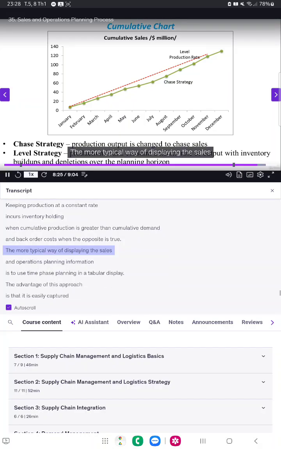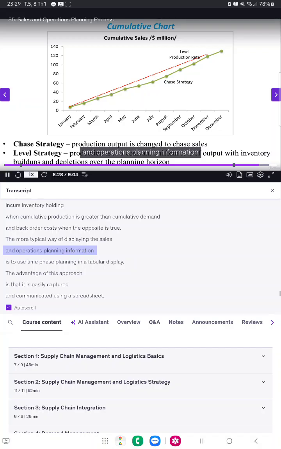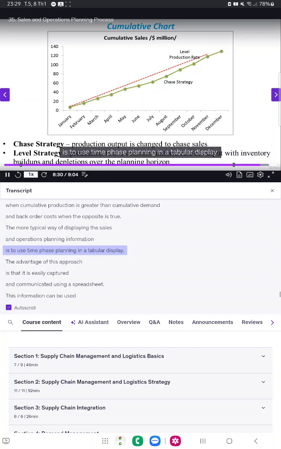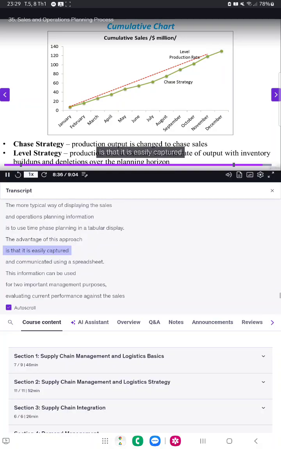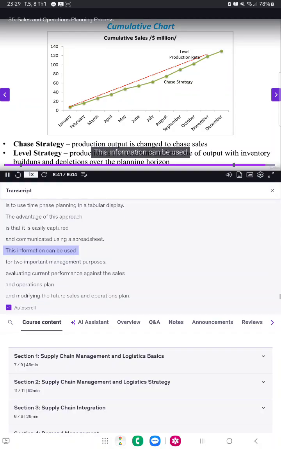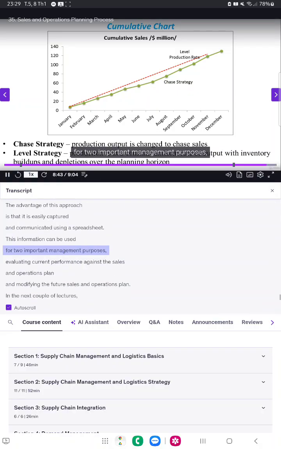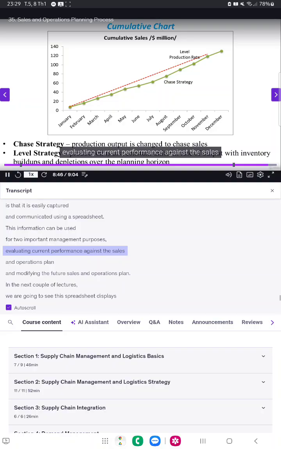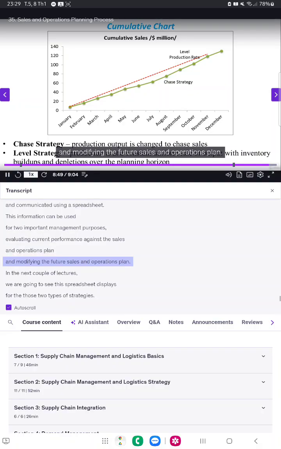The more typical way of displaying the sales and operations planning information is to use time-phased planning and a tabular display. The advantage of this approach is that it is easily captured and communicated using a spreadsheet. This information can be used for two important management purposes: evaluating current performance against the sales and operations plan, and modifying the future sales and operations plan. In the next couple of lectures, we are going to see these spreadsheet displays for those two types of strategies.